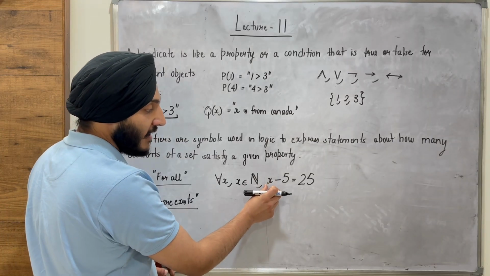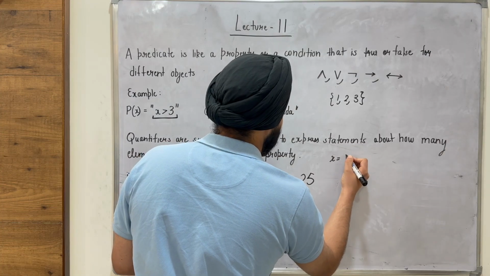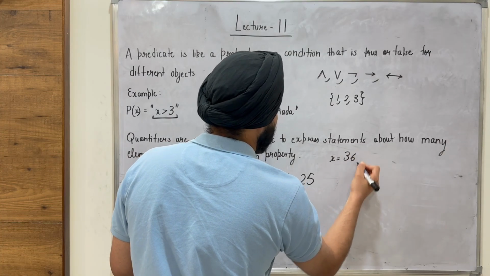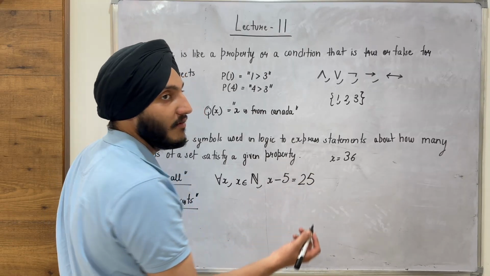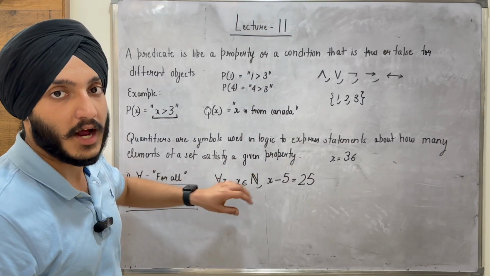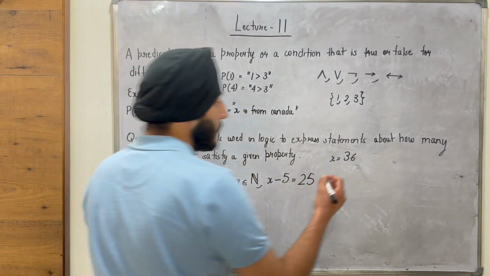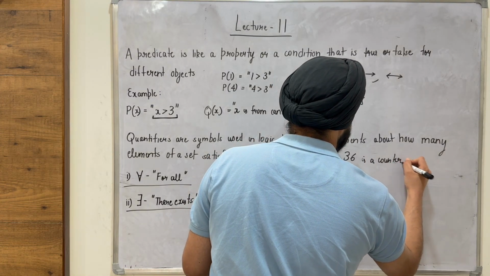But over here, it's very simple to understand. I know that x equal to, let's say, 36 is a value which I can input over here and it would not result in 25. So it is a counterexample to this statement. I hope you understand. So x equal 36 is a counterexample.